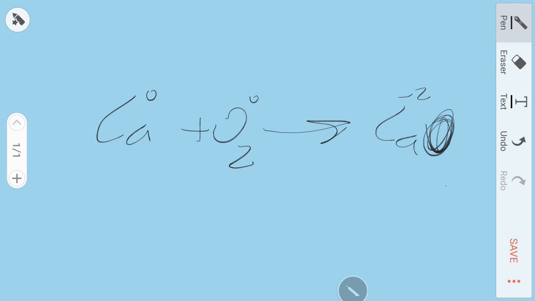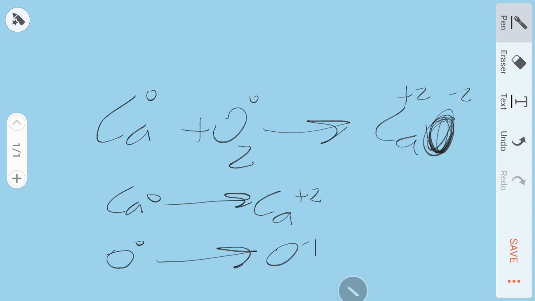Oxygen, we're very familiar with it by now. I apologize, it's -2. It's in group 16. It needs 2 electrons. So if it made an ionic compound like here, it would gain 2 electrons, giving it a -2 charge. So Ca went from 0 to +2. Oxygen went from 0 to -2.